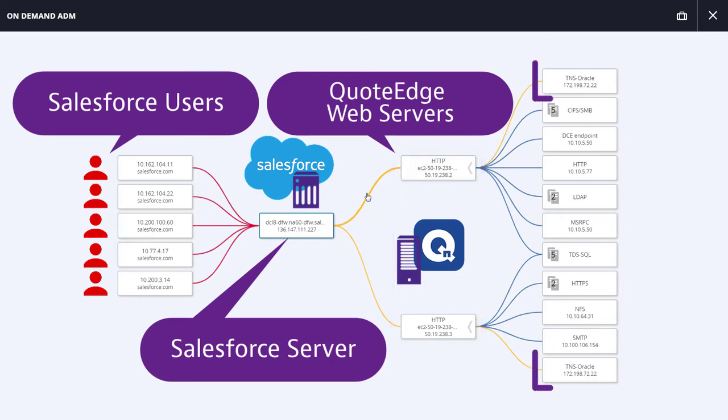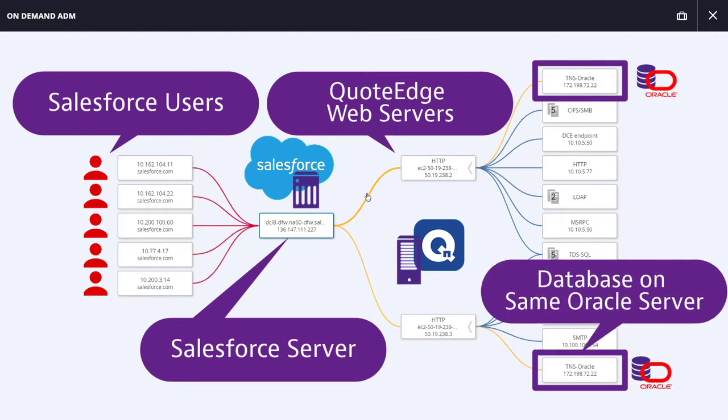Moving one more tier to the right, the QuoteEdge web servers are talking to several devices and services on the back end, including Oracle. Notice that both QuoteEdge web servers are talking to the same Oracle server, this 72.22 address, and both of them are experiencing issues with those connections.